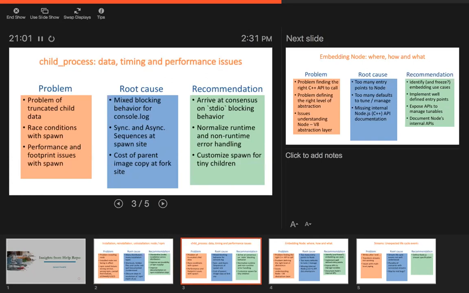Okay, that's fine. So next one is on the child process. This is not necessarily a coherent or connected set of problems, but probably discrete ones. We have an outstanding problem of truncated child data. If you're spawning a child process that is a small running process, like a CLI or a tool that just prints a piece of information and exits, then because console.log is asynchronous, the child process does not wait for the console to be completely flushed out before it comes back to the parent, essentially losing the data.